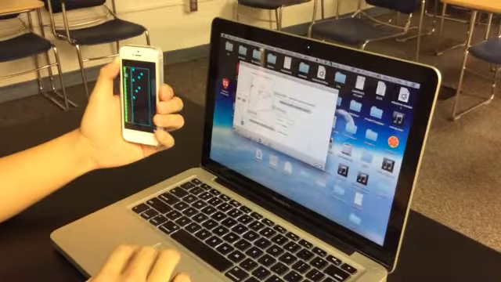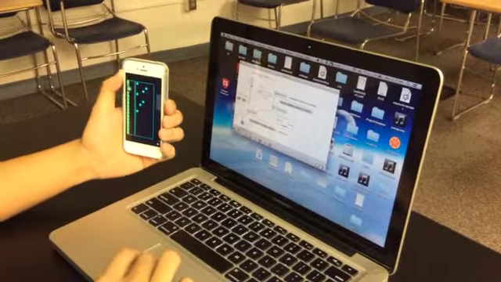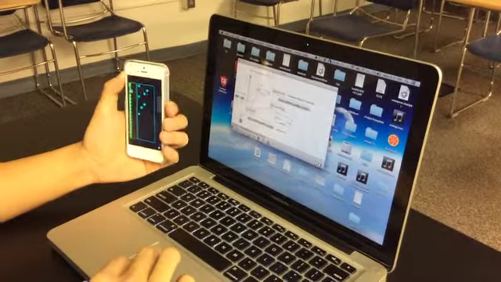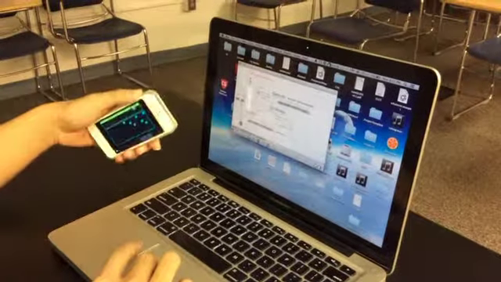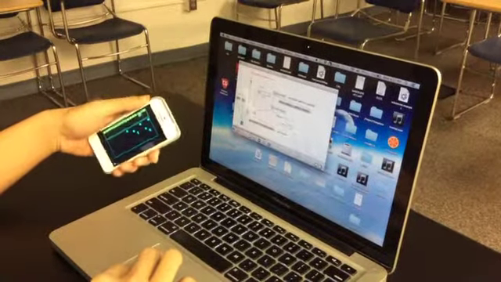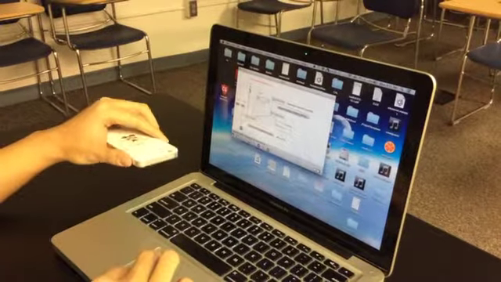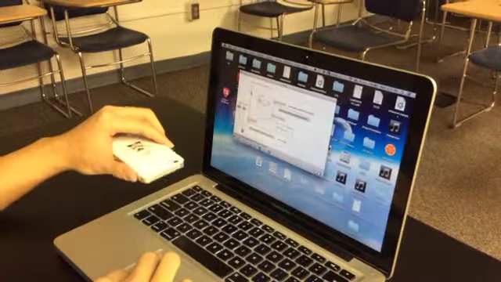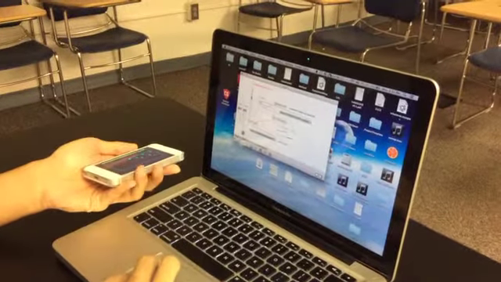And this is the first gesture. I train the SVM with the accelerometer data. This is the first gesture. And this is the second gesture. The third one. And the last one.